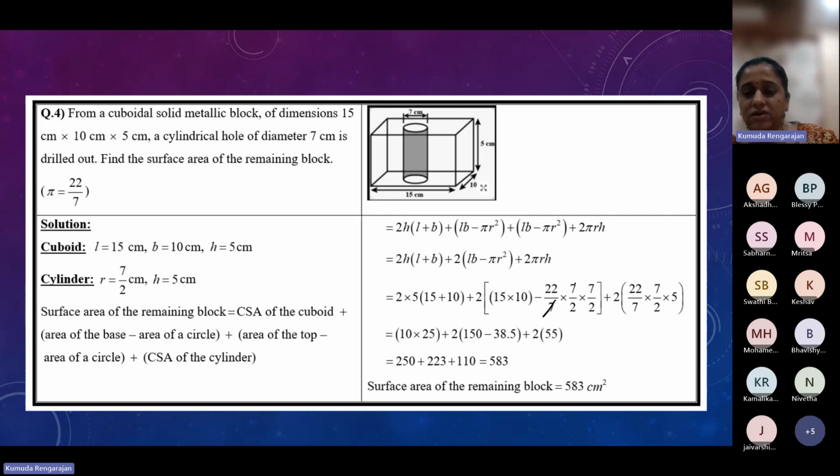Because you'll have to cancel here, 7 and 7, 2, 11, all this. And then 77 by 2 is 38.5. 7, 7, 2 1s are 2, 11s are... 11 into 7 is 77 by 2 is 38.5.